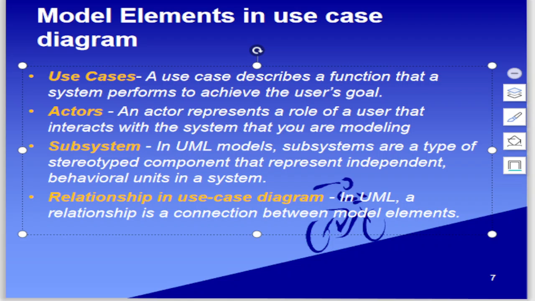And finally, the relationship in a use case diagram. In UML, a relationship is a connection between model elements. It is a type of model element that adds semantics to the model by defining the structure and behavior between the model elements.